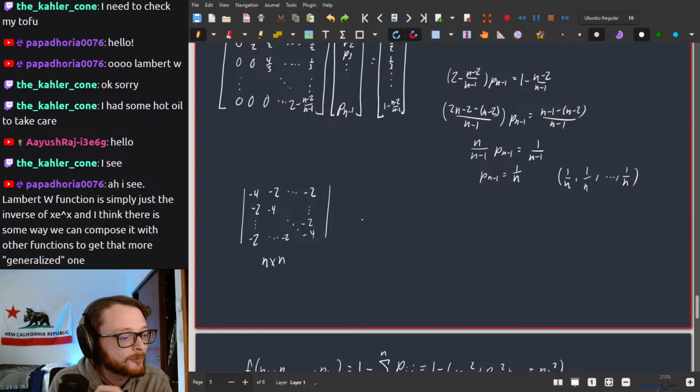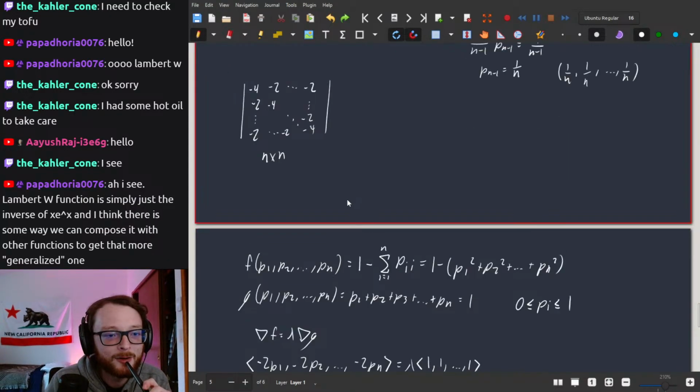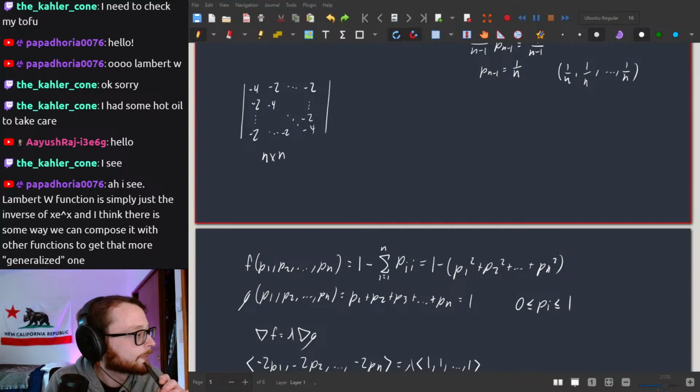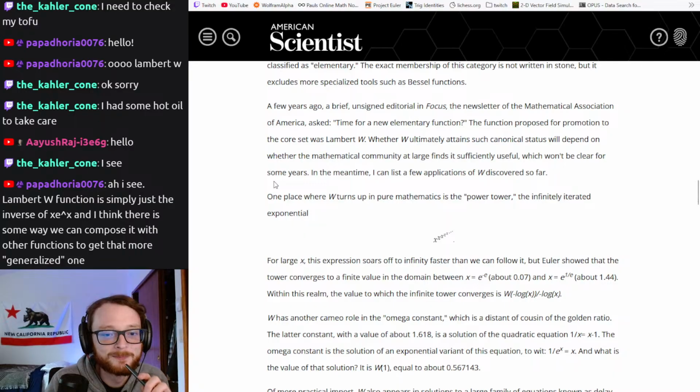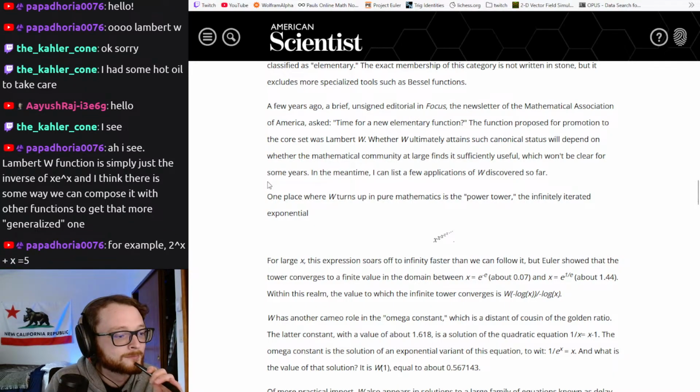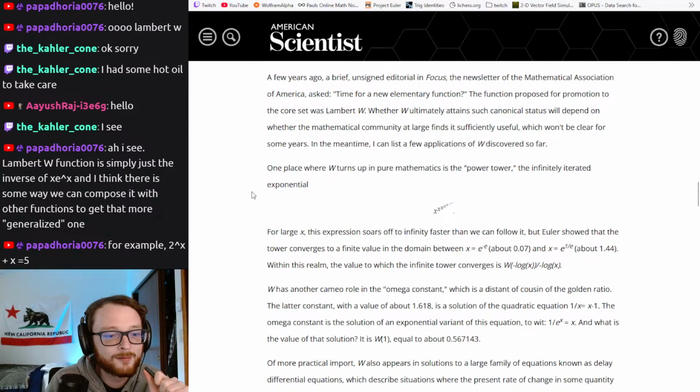Lambert W functions are just the inverse of x e to the x. I think there is some way we can compose with other functions. Yeah, I guess Lucas was trying to figure out what type of problems it might be useful for. And yeah, I don't know what the regular Lambert W function is really useful for in the first place. So 2 to the x plus x equals 5. Okay.